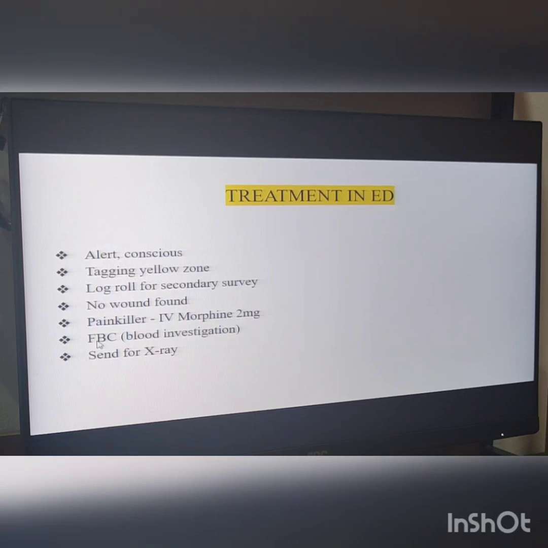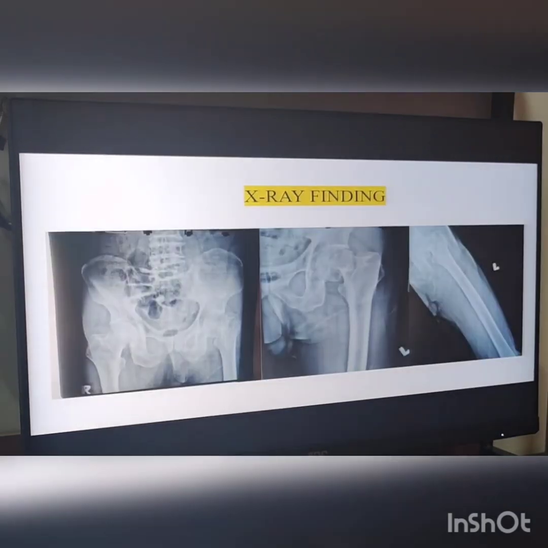And for the baseline blood investigation, we did a full blood count, and once the pain score was reduced, we sent the patient for X-ray with the stretcher and the splint. We applied the splint. So this is the X-ray finding after the patient came back from the X-ray department. The basic X-ray we did was a chest X-ray, but I didn't put it here because it looked normal, sorry. And for this one we did a pelvic X-ray, a right hip joint X-ray, a left hip joint X-ray, and a left lateral femur.